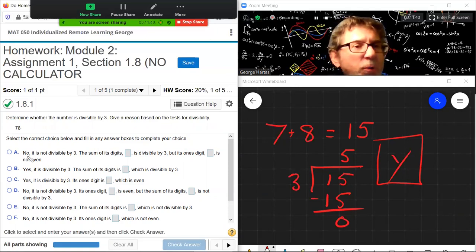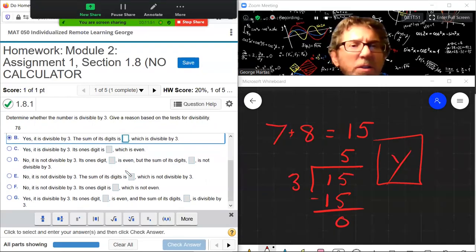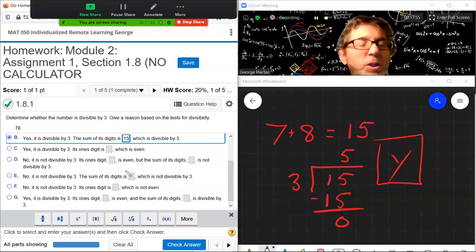So let's begin by going down the list. We know it's a yes, so we can skip A. Could it be B? Let's read it and see what it says. Yes, it is divisible by 3. The sum of its digits is 15, which is divisible by 3. Now that looks like a winner. But let's see why the other yeses are not going to work.